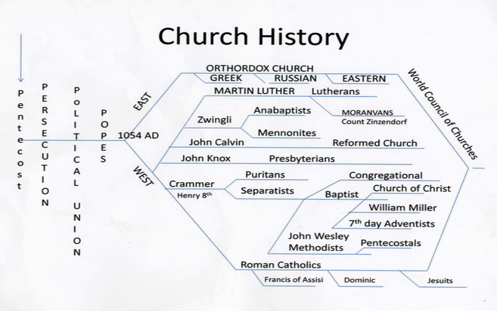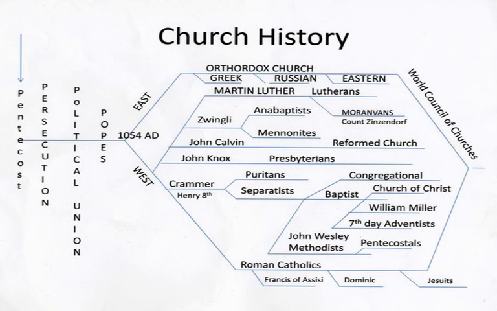And from these Separatists, there were several groups that formed. We have the Congregational Church. Mainly think of the Pilgrims. We have the Baptists with Roger Williams in Rhode Island. And we have split-offs from the Baptists. We have the Church of Christ. We have William Miller, who claimed Christ was coming back in 1845. We have the Seventh-day Adventists who split from that.